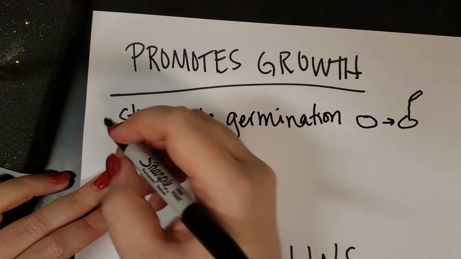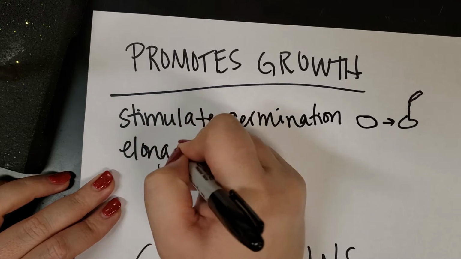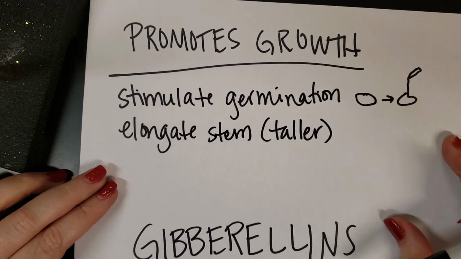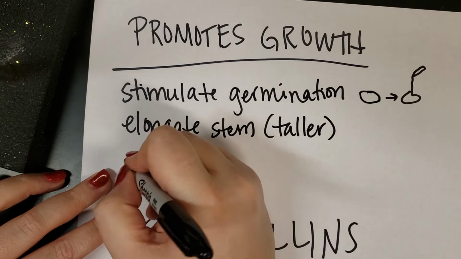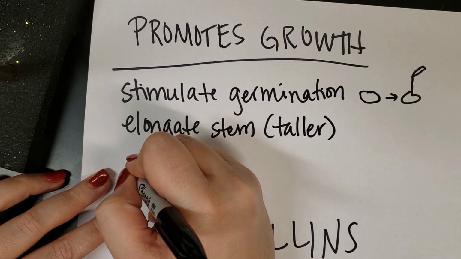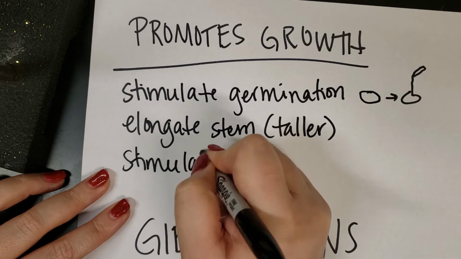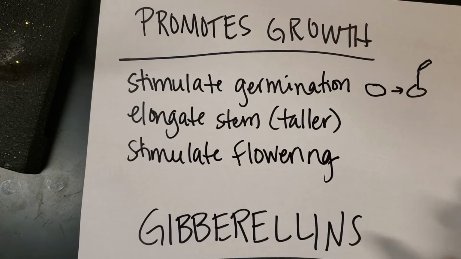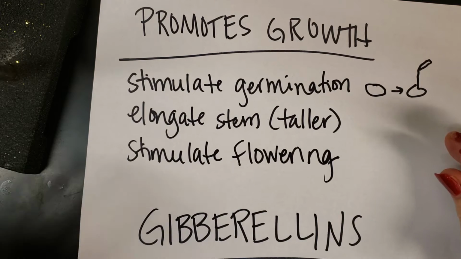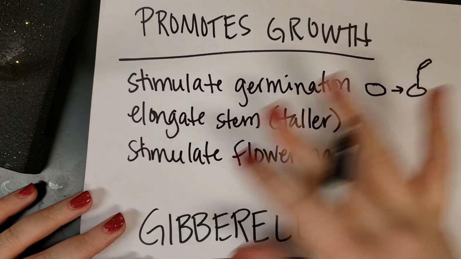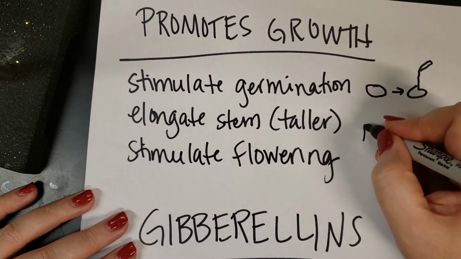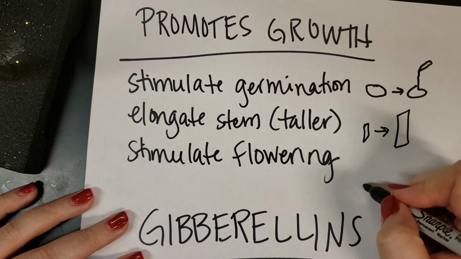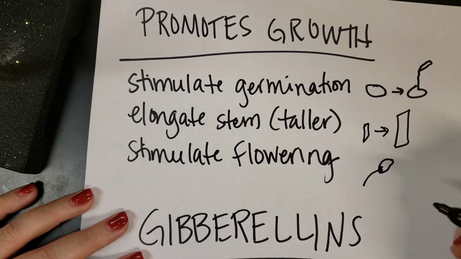And it also helps to elongate the stem, which in this case means to grow taller, to outcompete other plants for sunlight. And then it also stimulates flowering. So it is one of the hormones that helps plants grow flowers and then to start the flowering process. So gibberellins make plants grow taller. And then it also stimulates a plant to start growing a flower. So that's like a flower bud.